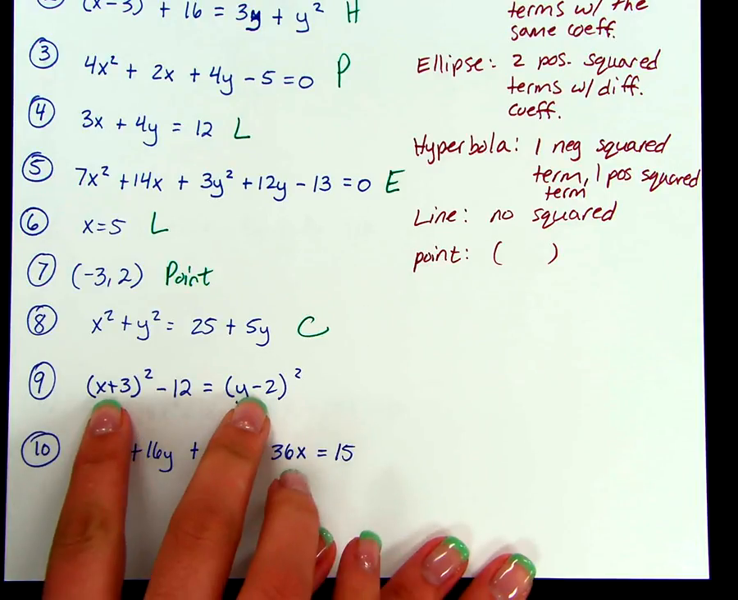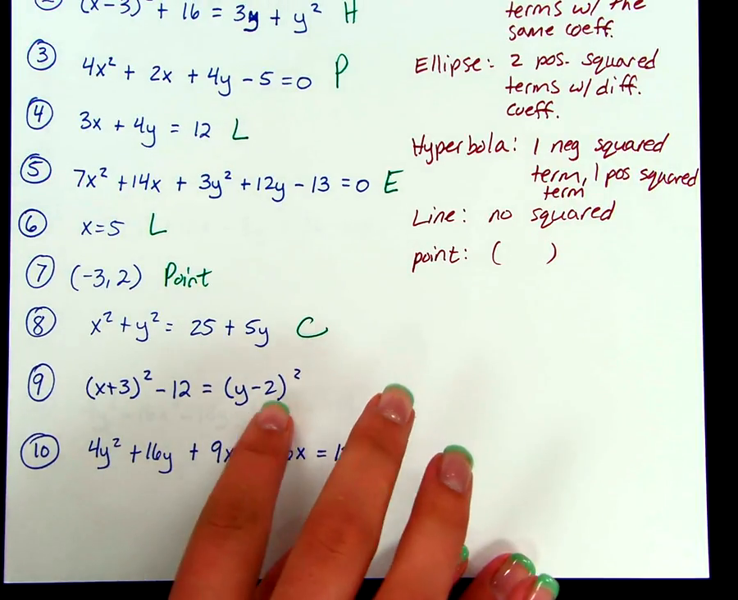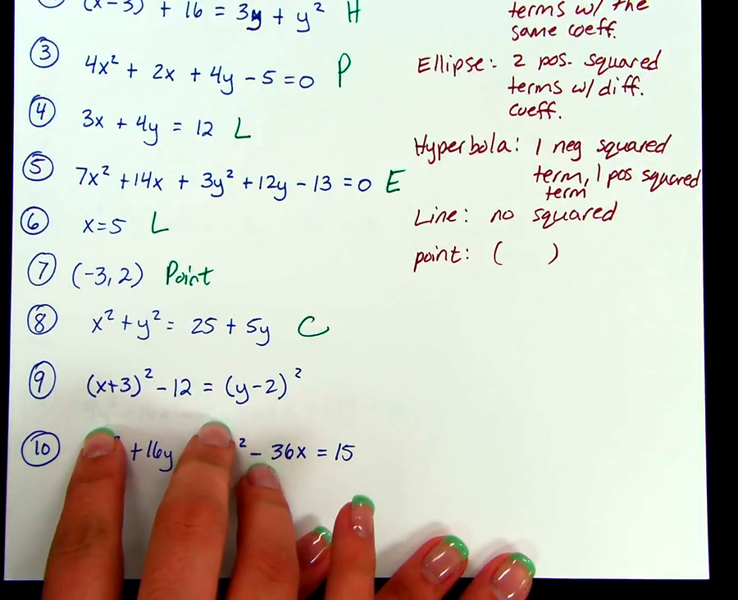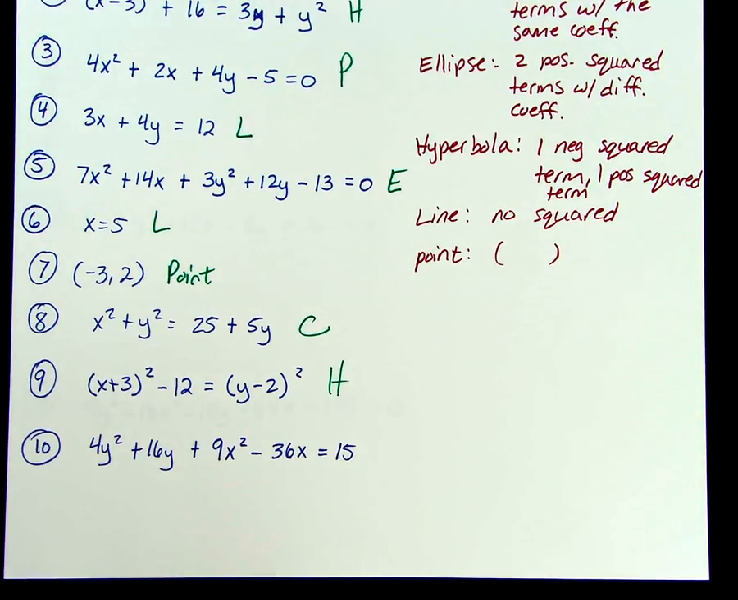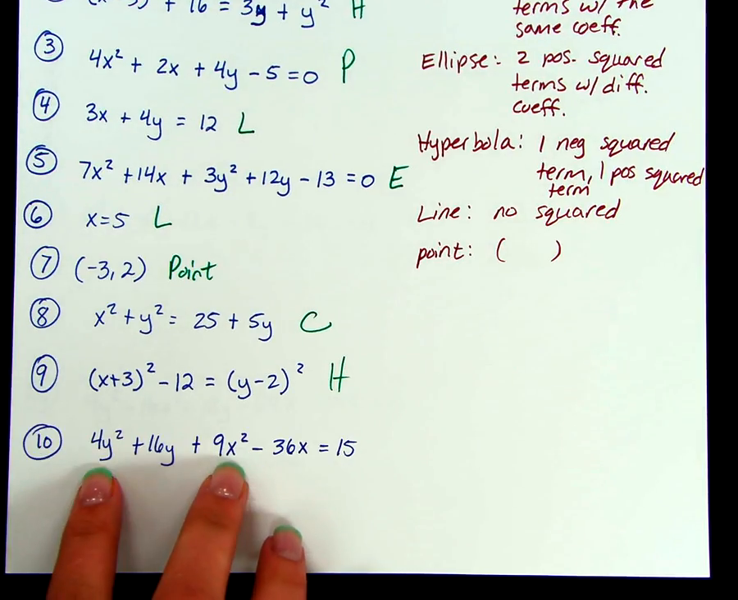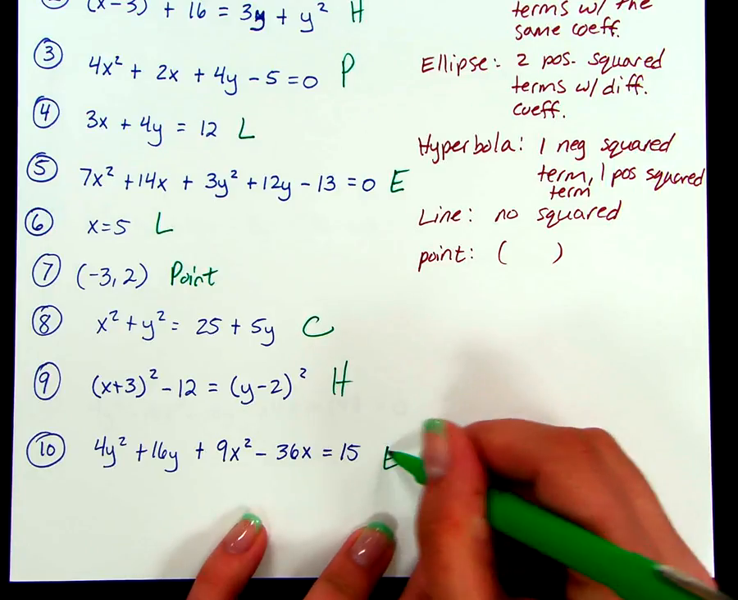Here we have two square terms, but they're not on the same side of the equal sign. So if I subtract that over, or if I subtract the other one over, either way we're going to have one negative square term, one positive. So this is a hyperbola. And our last one, so again, two square terms. Both are positive with different numbers in front, so this will be an ellipse.